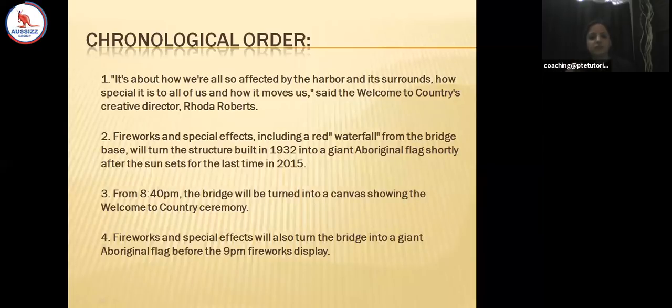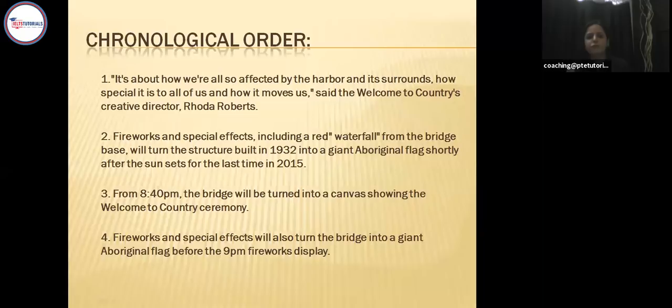Here, the last few words are: welcome to country's creative director. Welcome to country's creative director. And see, in the third, welcome to country's ceremony. You got the correct logic. You got the correct sequence. At 8:40 p.m. the bridge will be turned into a canvas. After that, fireworks and special effects will also turn. This is what a pair is.